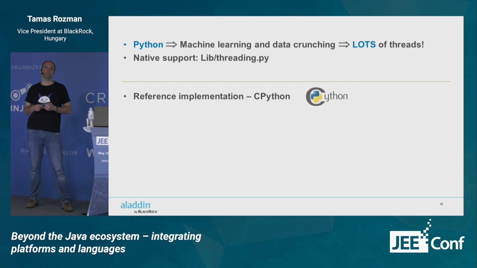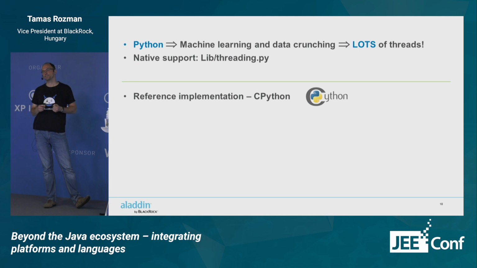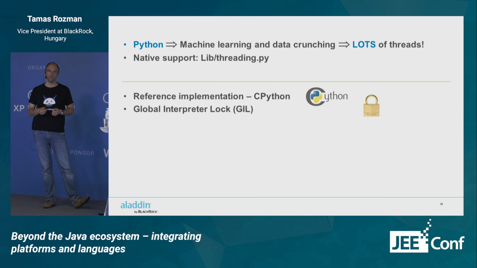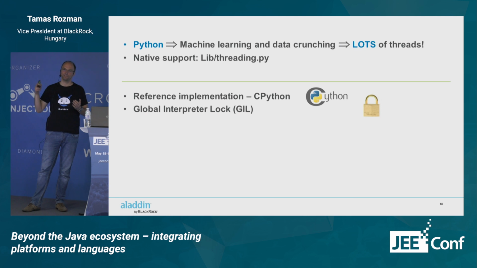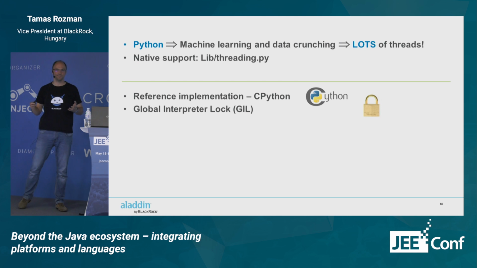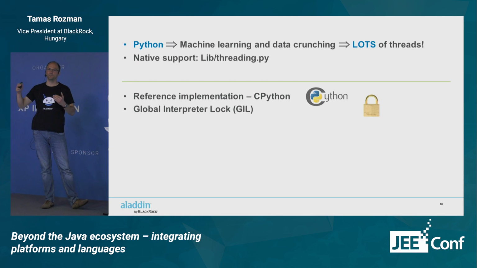However, Python has different implementations, and the reference implementation, which is called CPython, is special. It has a so-called global interpreter lock, which effectively means that the Python interpreter will be single-threaded. So you cannot really use Python as a multi-threaded server. Python code can only run in one thread.